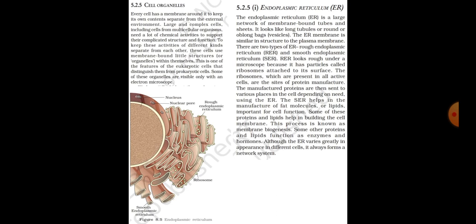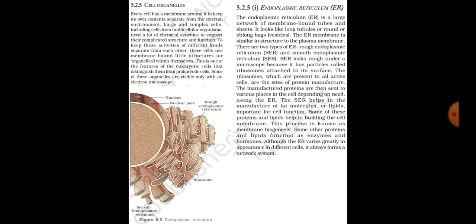Rough endoplasmic reticulum looks rough under a microscope because it has particles called ribosomes attached to its surface. The ribosomes, which are present in all active cells, are the sites of protein manufacture. The manufactured proteins are then sent to various places in the cell depending on need using the endoplasmic reticulum.